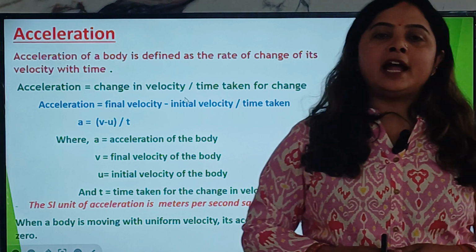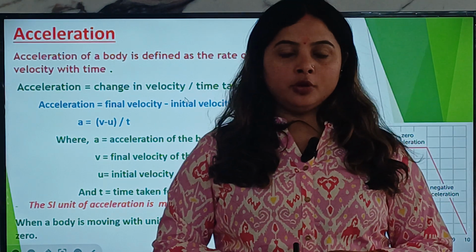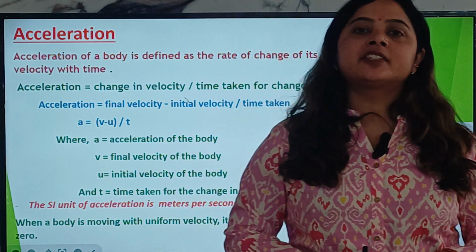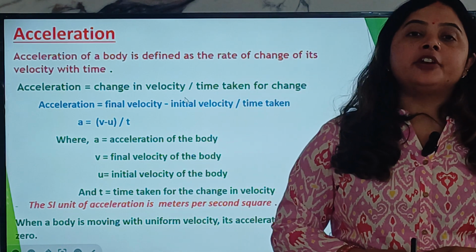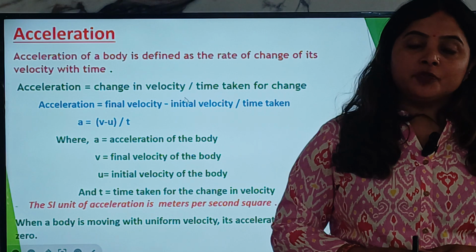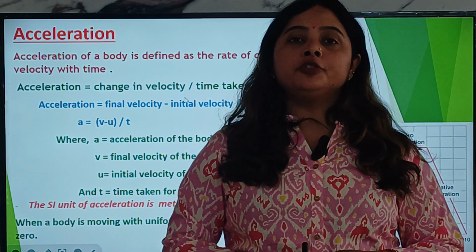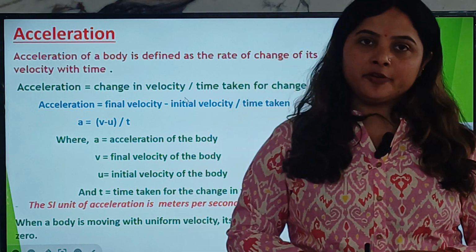So children, as you know, we are doing the chapter Motion of class 9th, and today's topic is acceleration. We have already studied velocity, average velocity, all these terms. Now today we are going to study what is acceleration.